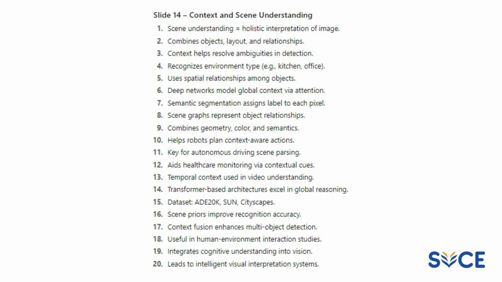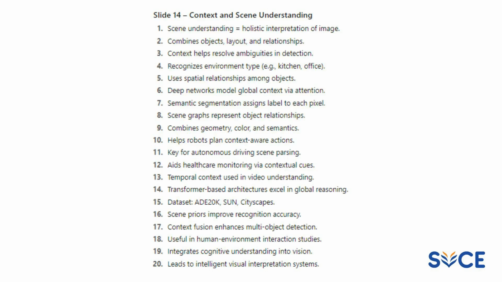There are many applications. Some of them I can name are autonomous driving to detect the roads, robotics, surveillance, augmented reality, smart cities, healthcare, and context-based image retrieval. There are many applications beyond this. Still, there are challenges in scene and context understanding. That is the complexity of real-world scenes. Many objects, occlusions, and cluttered backgrounds make understanding difficult. Another challenge is ambiguity. Similar-looking objects in different scenes may confuse the model.